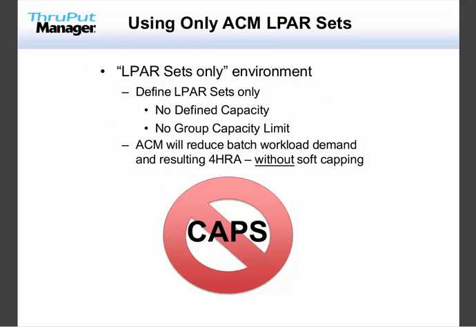You can use LPAR sets on their own to reduce demand and lower the peak 4-hour rolling average. This is most useful in an environment where soft capping is not desired. In other words, there's no defined capacity or group capacity limit in the LPAR definition. Simply define and activate the desired LPAR sets to ThruPut Manager, and ACM will reduce batch workload as the average increases without any use of soft capping.